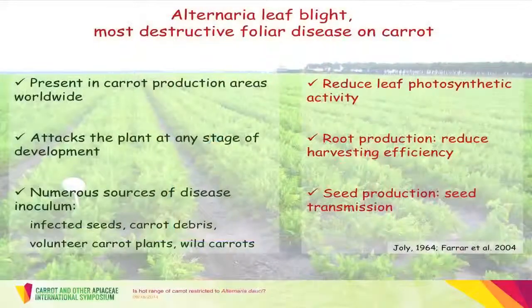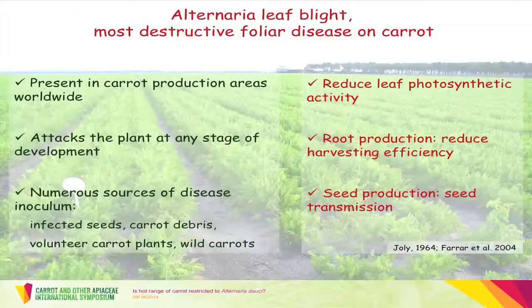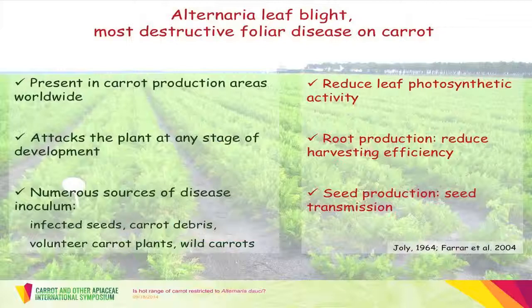Alternaria leaf blight is the most destructive foliar disease on carrots because the fungus is present worldwide in all carrot production areas, and it may attack the plant at any stage of development. Numerous sources of inoculum were reported, such as infected seeds, carrot debris, volunteer carrot plants, and also wild carrots. Of course, the symptoms may reduce the leaf photosynthetic activity, and at the same time you may have a reduction in the harvesting efficiency because the leaf may be completely blighted.